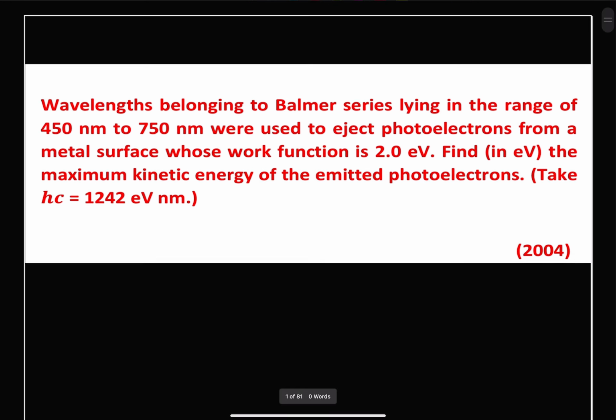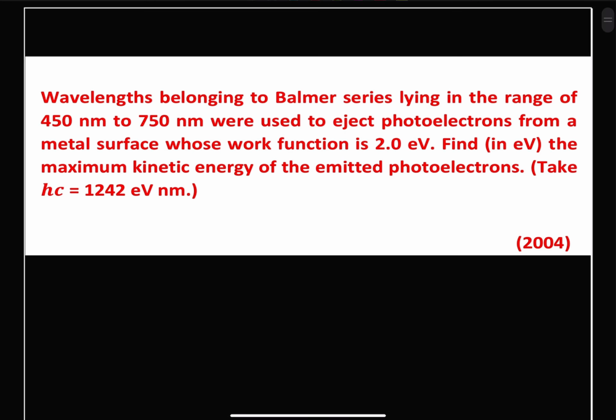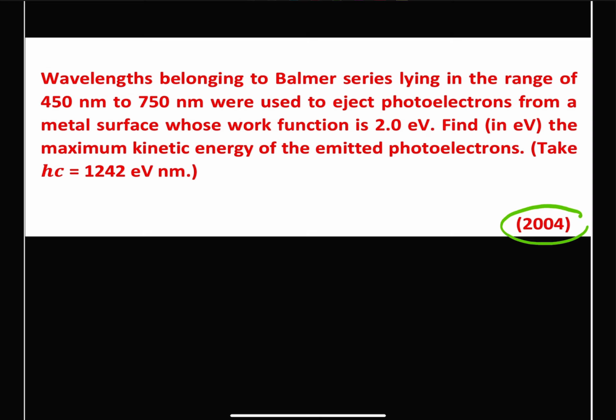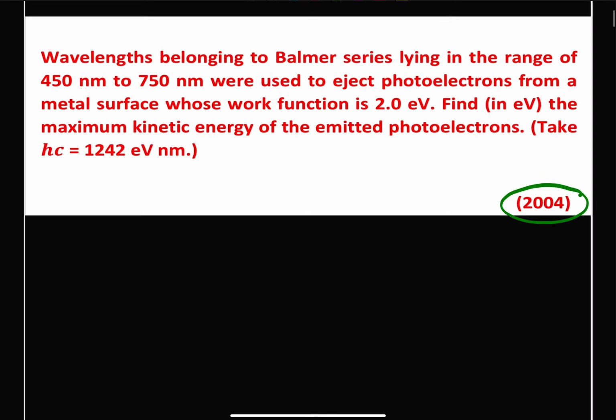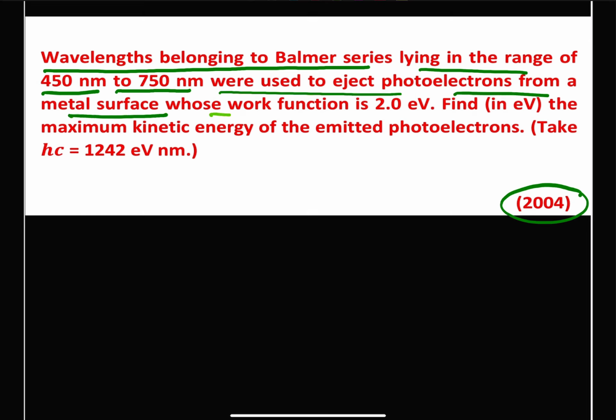So the first question, it was asked in the year 2004, and it states that wavelengths belonging to Balmer series lying in the range of 450 nanometer to 750 nanometer were used to eject photoelectrons from the metal surface whose work function is 2 electron volt. Find in electron volt the maximum kinetic energy of the emitted photoelectrons. Take the product of hc as 1242 electron volt nanometer.